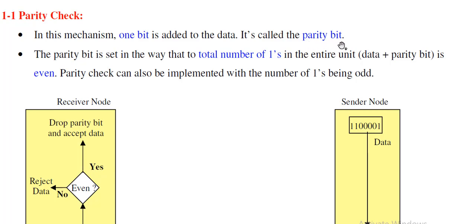Now it is called parity in order to check if the number of ones inside a packet is even. It can be implemented with the odd method, but usually it is based on an even number of bits. We check and we have to find that always the number of ones is even.